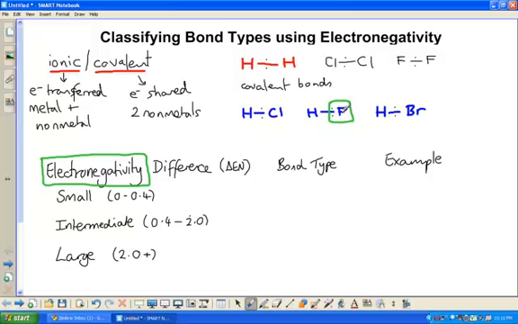If fluorine is the most electronegative element, then you would expect chlorine's not quite as electronegative and bromine's less electronegative still, and that's exactly the case. It turns out that you can quantify this electronegativity difference because textbooks, ours included, have a table of electronegativity values for every single element known. So you can calculate the electronegativity difference between the two elements involved and figure out the type of bond that you have.